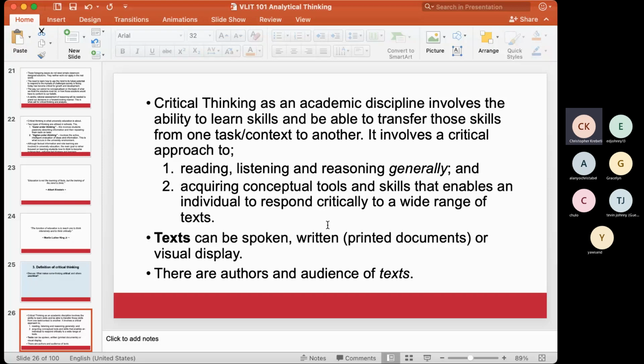So for instance, you have functioned in that domain or learned the skills from this domain. You should be able to use thinking to transfer this if you now find yourself functioning entirely in a different domain. So skills are transferable, using the ability to think critically by reading, listening, and reasoning. And then there are some conceptual tools that need to be acquired. Once you acquire them, you'll be able to respond to a wide range of text. A text can be spoken, it can be written, it can be a visual display.